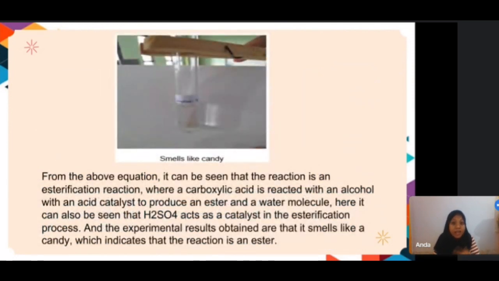Picture, smells like candy. From the above, it can be seen that the reaction is an esterification reaction where a carboxylic acid is reacting with an alcohol with an acid catalyst to produce an ester and water molecule. Here it can also be seen that H2SO4 acid is a catalyst in the esterification, and the experiment result obtained a smell like candy, with indication that it reacted into an ester.